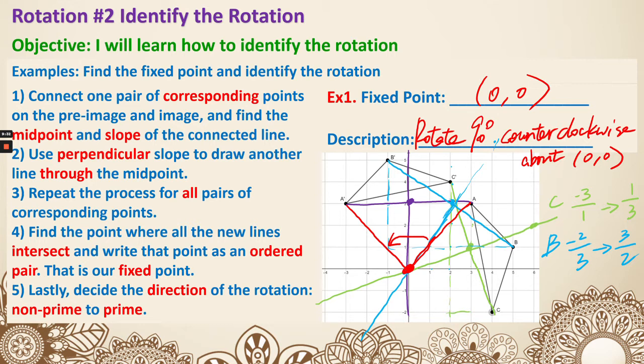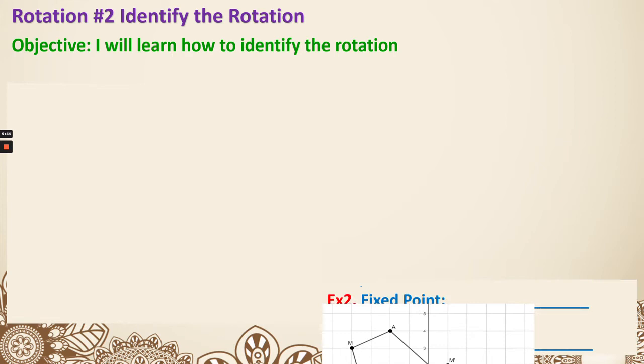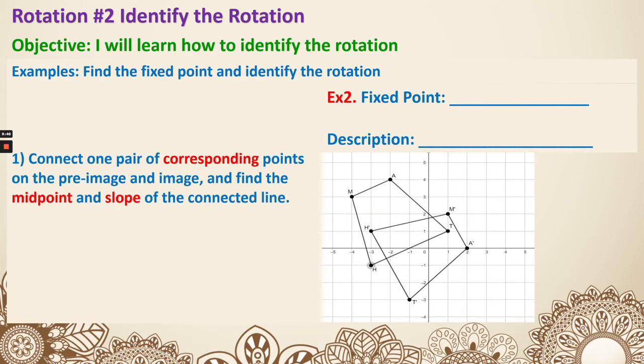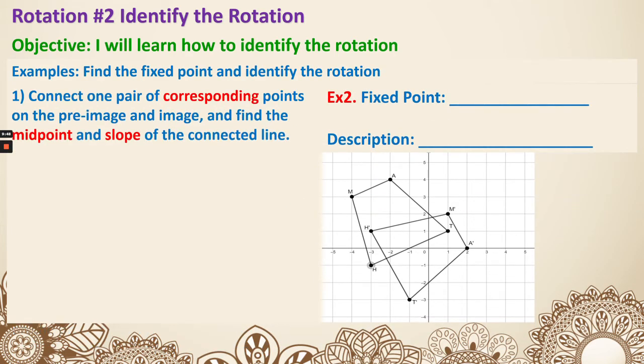You just need to look at the steps and try to follow along. If you fully understand it, please pause here and try example 2, 3, and 4. If you don't fully understand it, let's look at another example. Example 2. Same process. Step 1, let's choose one pair of points and connect them. So let's say we are going to start with T and T prime. That's not a bad one. So let's start with T and T prime.